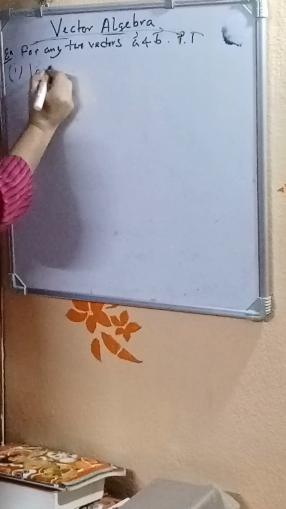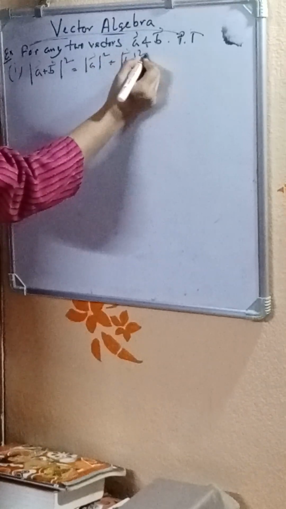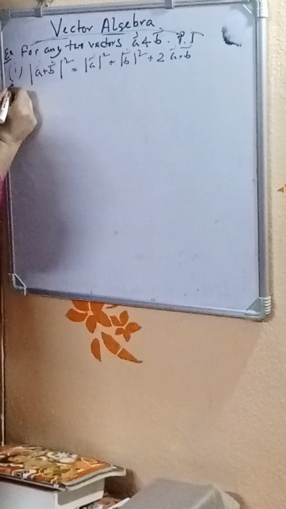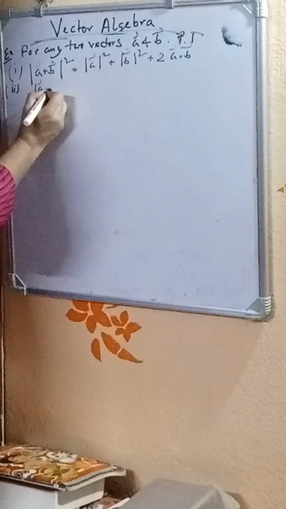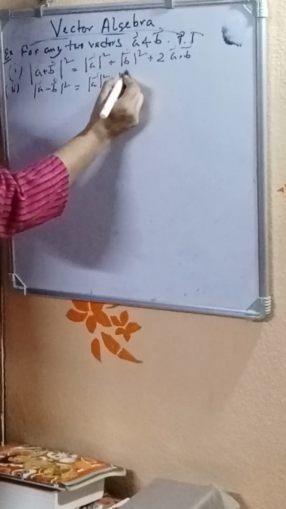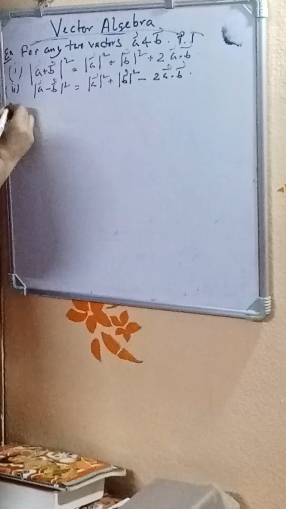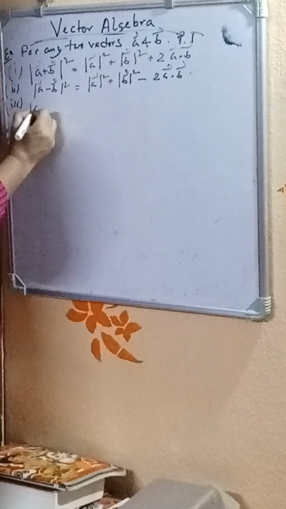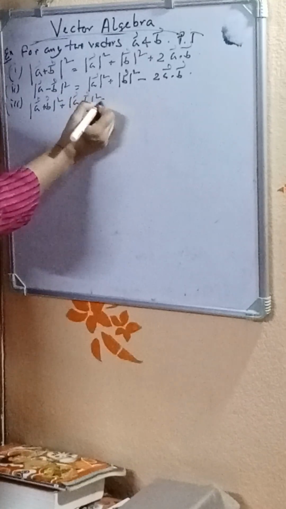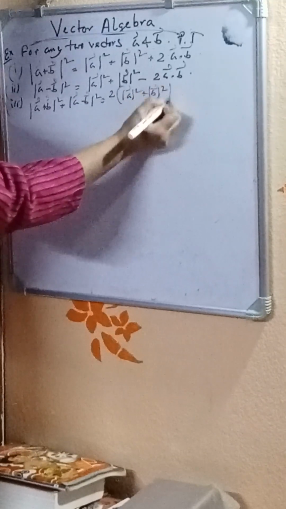1. Modulus of A vector plus B vector, squared, equals modulus of A vector squared plus modulus of B vector squared plus 2 A vector dot B vector. 2. Modulus of A vector minus B vector, squared, equals modulus of A vector squared plus modulus of B vector squared minus 2 A vector dot B vector. And number 3 is modulus of A vector plus B vector squared plus modulus of A vector minus B vector squared equals 2 times modulus of A vector squared plus modulus of B vector squared.